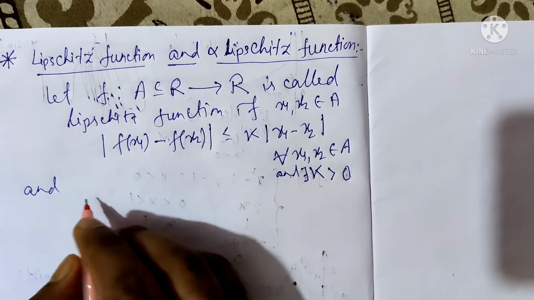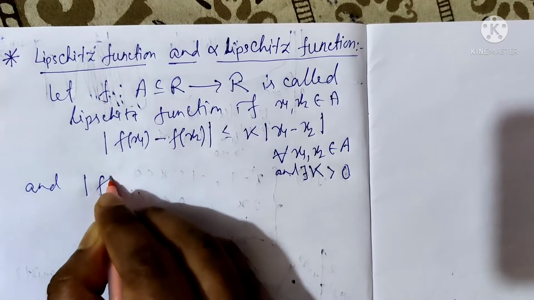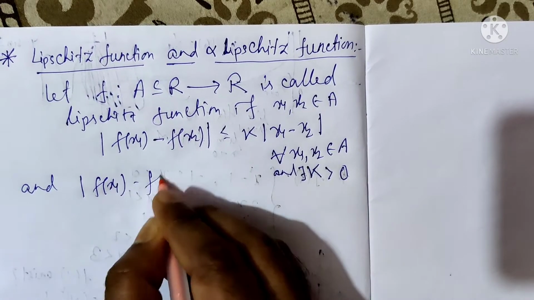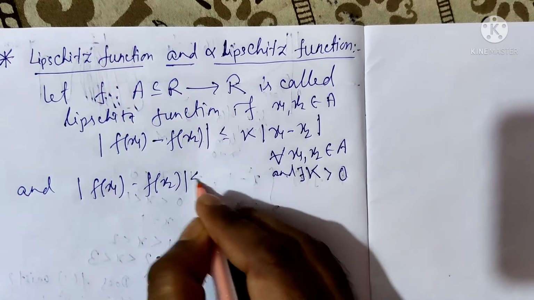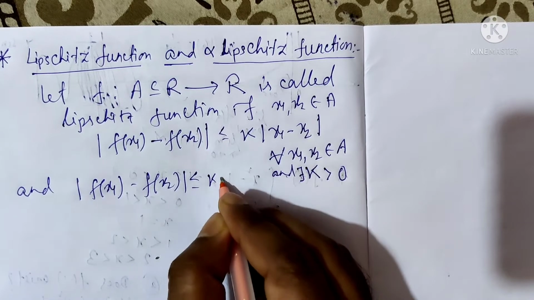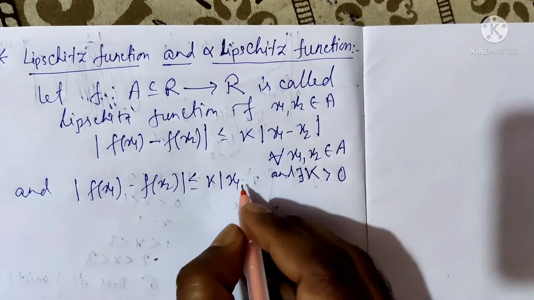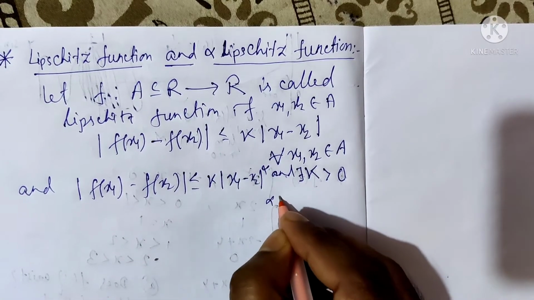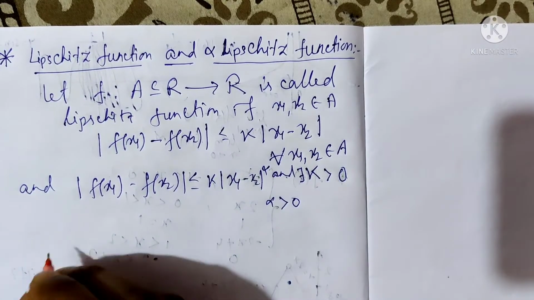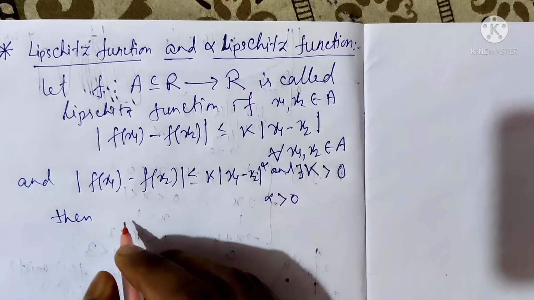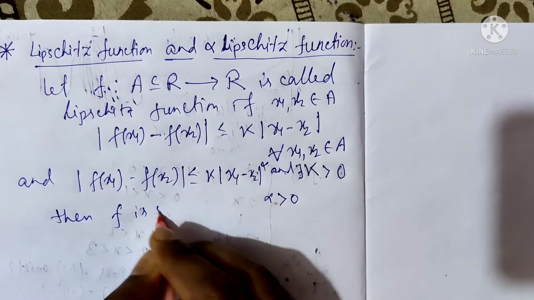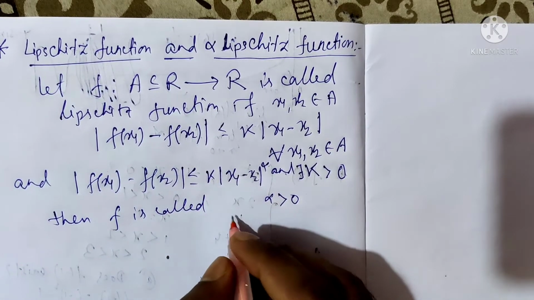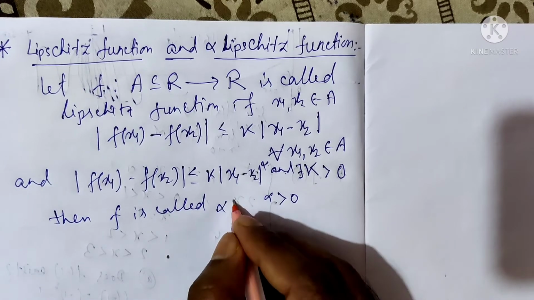and if modulus of f of x1 minus f of x2 is less than or equal to k into modulus of x1 minus x2 to the power alpha, where alpha is greater than 0, then f is called an alpha Lipschitz function.